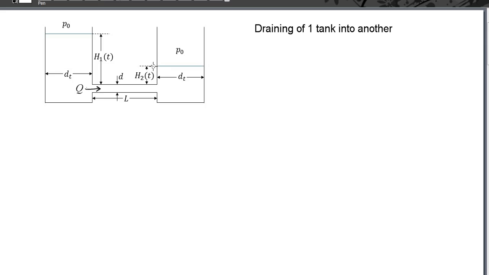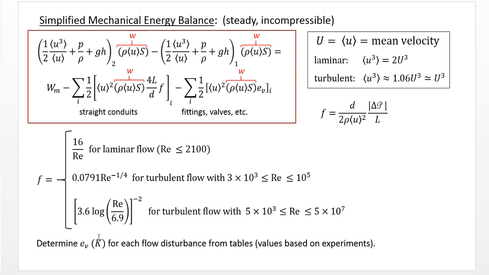So the first thing we can do is apply the quasi-steady state approximation that we have just validated for our first example. So we'll first consider the steady state mechanical energy equation, which is listed again here in the handout on the course website for reference. So we have the difference in the kinetic energy terms plus pressure over density plus the potential energy terms from point 2 and point 1 multiplied by the mass flow rate is equal to the work done in the system minus the viscous losses in the straight conduits minus the viscous losses in fittings, valves, etc.